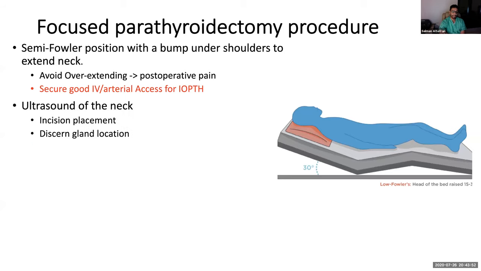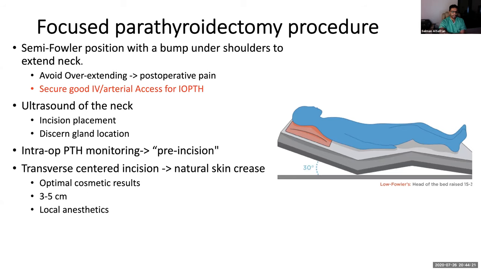All right. Before incision, I always do my neck ultrasound. It will help me with placing the incision. It will help me identify where exactly the gland is, and whether there is any other pathology I overlooked from the chart, okay? And then I always use intraoperative PTH monitoring, the Miami criteria, okay? And then I would send the pre-incision level. After the prep and drape, I would send one level. It's called pre-incision.